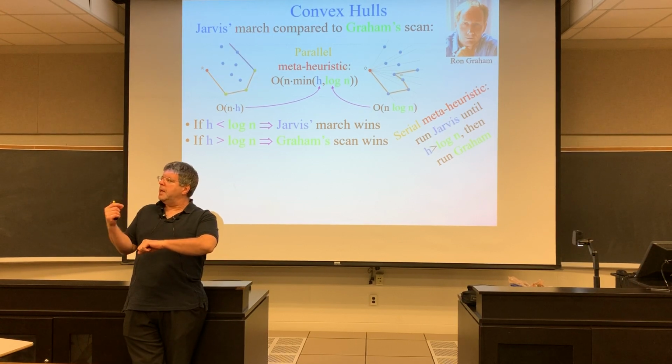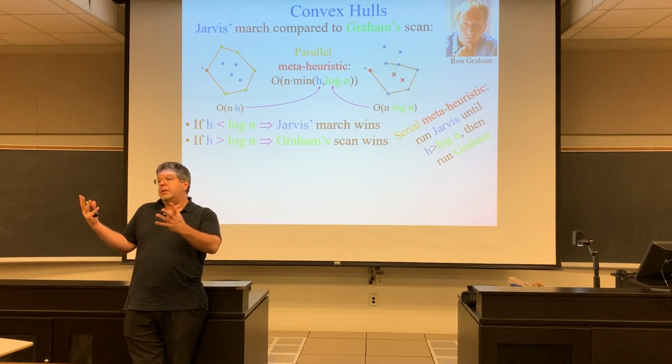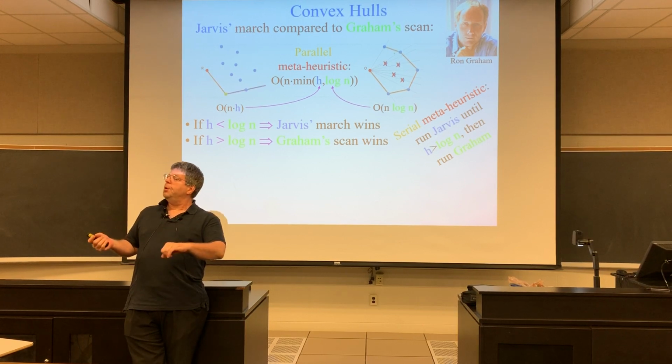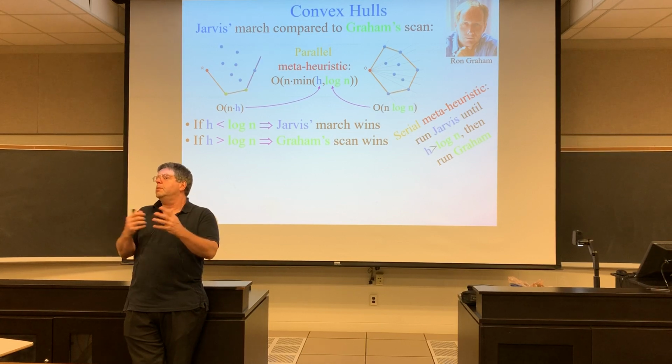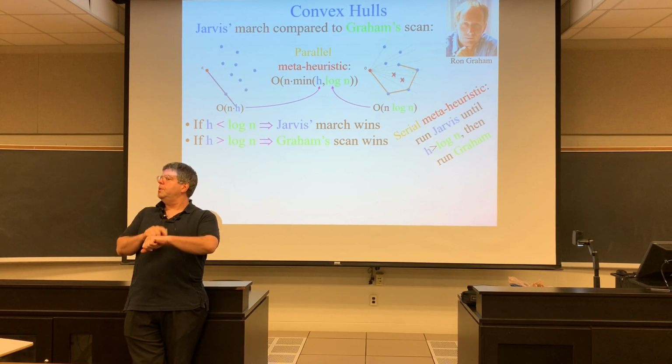So you know what n is coming in the door. That's how many points you have. So compute n log n. Run Jarvis's march for n log n time. And if it finishes, what do you do? Within n log n time? Or less. It can finish much quicker than n log n. If h is constant, it'll finish within linear time. But if it finishes within n log n time, you just report the answer.